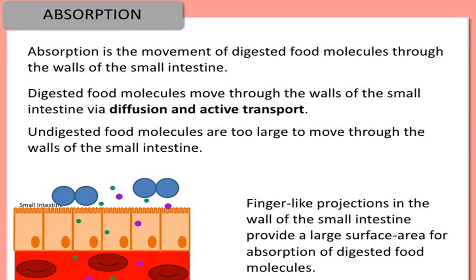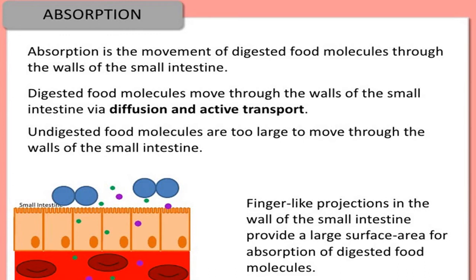Absorption is the movement of digested food molecules through the walls of the small intestine, and digested food molecules move through the walls of the small intestine by diffusion and active transport. Undigested food molecules are too large to move through the walls of the small intestine, so they are pushed to the large intestine, where they are eliminated from the body by defecation.